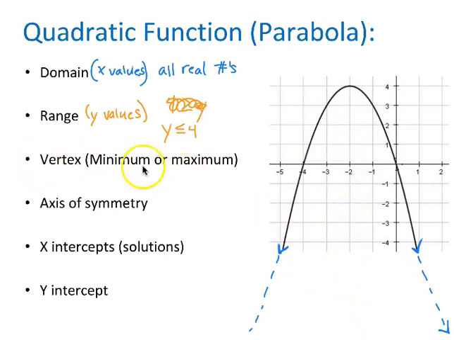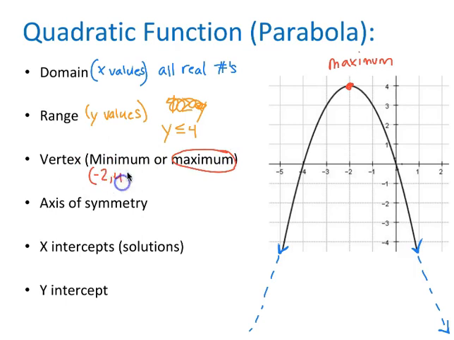What about my vertex? Is my vertex a minimum or maximum value? So where is my vertex? My vertex is right here. And my vertex, that's a maximum value because all the other points on my parabola are going to be smaller, right? So this is a maximum value. What are the coordinates of that vertex? It is (-2, 4).